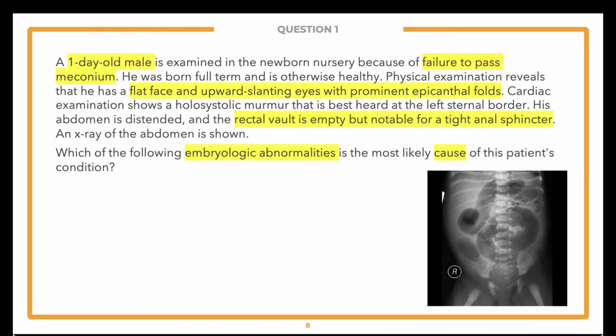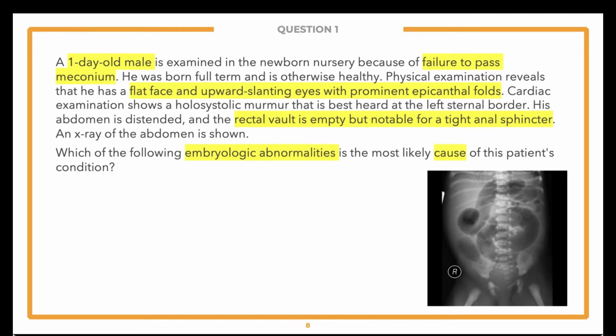Born at full term, otherwise healthy. But the physical exam is very important here. Flat faces, upward slanting eyes, and prominent epicanthal folds. That should ring some bells in your mind right now. Epicanthal folds is a buzzword there. Definitely know what that means. And you should have an idea of what this patient has in your mind. I'm going to go over to the end.